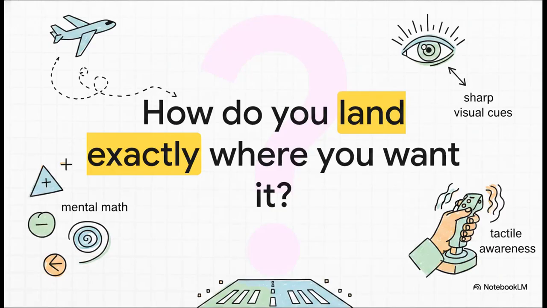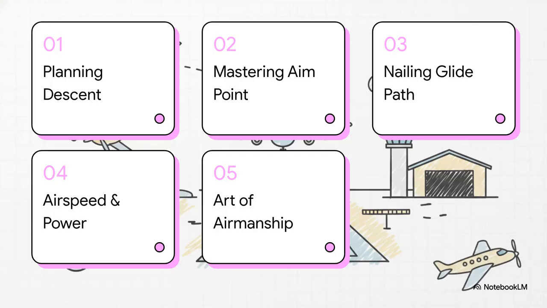It's the ultimate question, isn't it? How do you actually land a plane exactly where you want it? I want you to think of the descent not just as a routine maneuver, but as a dynamic, real-time physics problem that you and I are going to solve together today. It takes a real blend of mental math, sharp visual cues, and tactile awareness. Okay, let's dive into this.